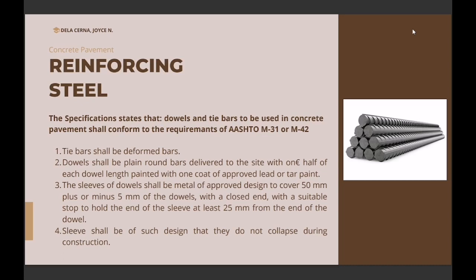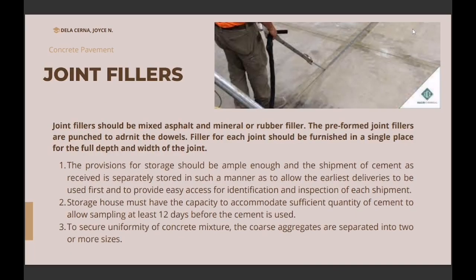The sleeves of dowels shall be metal of approved design to cover 50 millimeters plus or minus 5 millimeters of the dowels, with a closed end with suitable stop to hold the end of the sleeve at least 25 millimeters from the end of the dowel. Sleeves shall be of such design that they do not collapse during construction.